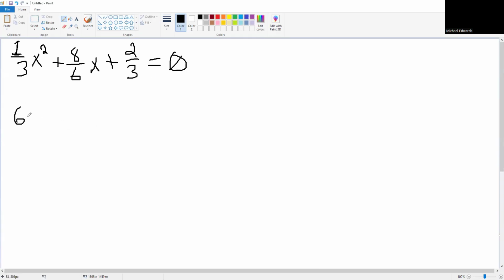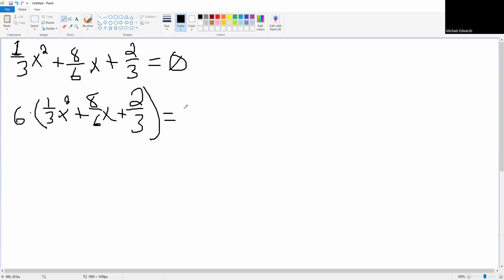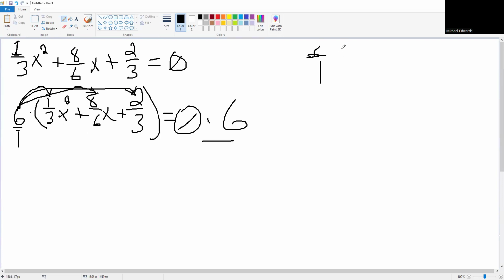And the easy way to do this is just write it like this. Yeah, I think this is right. This feels right. And equals 0 times 6, because what you do to one side, you got to do the other side. Which is interesting because 0 times anything is just 0. So if we do the multiplication, distributing within each term, this is basically saying 6 over 1 times 1/3. If you do that math, you get 6/3, which is just 2.